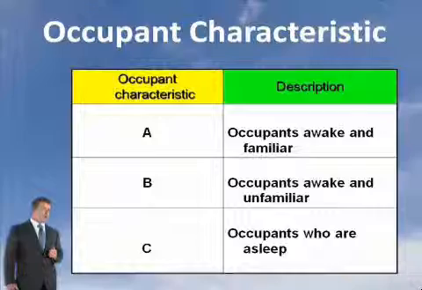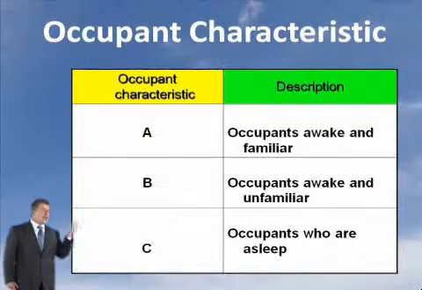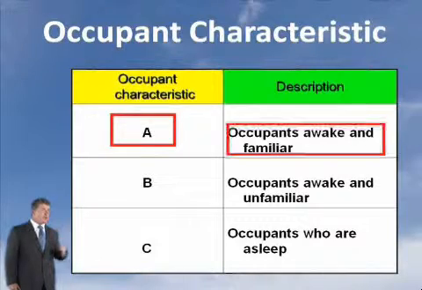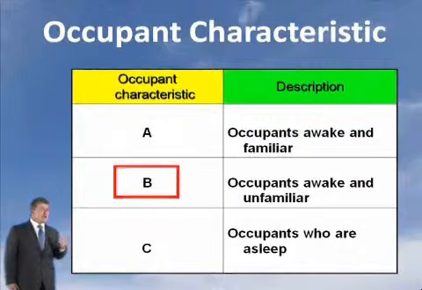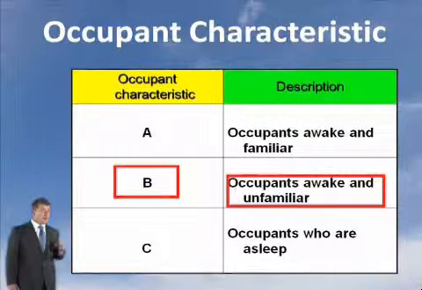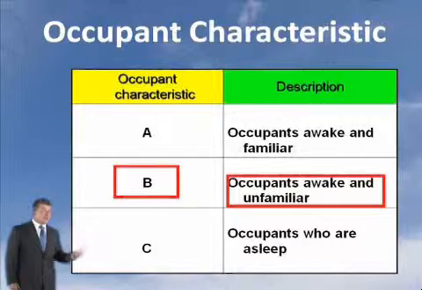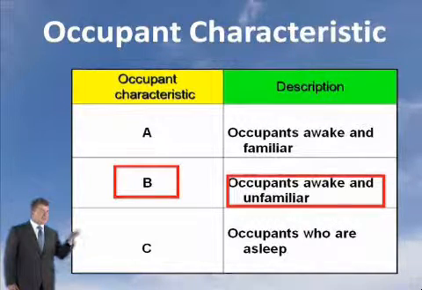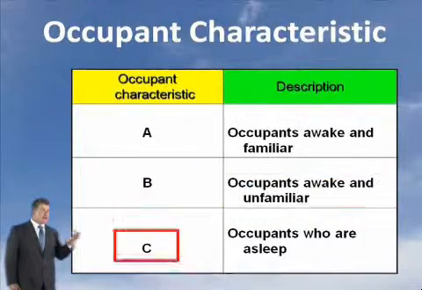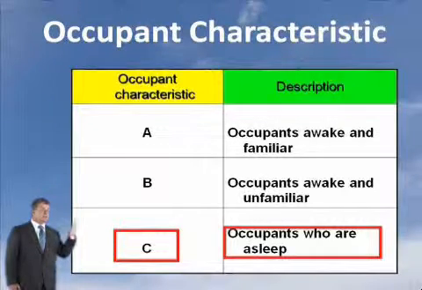Now here's table 2, occupant characteristic. As you can see here, occupant characteristic A is occupants who are awake and familiar with the building, for example, in an office or industrial premises. B is occupants who are awake and unfamiliar with the building, for example, shops, exhibitions, museums, leisure centres, etc. That's a B risk profile. And C is occupants who are likely to be asleep.